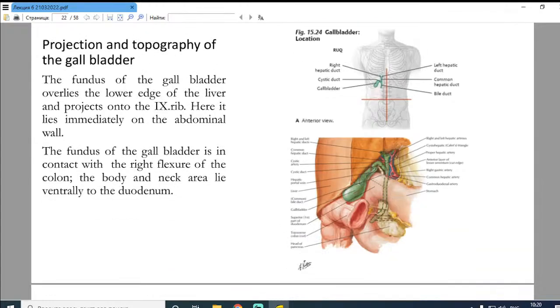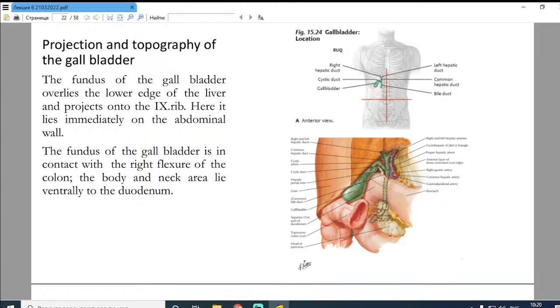Projection and topography of the gallbladder. What you see, gallbladder. The fundus of the gallbladder overlies the lower edge of the liver and projects onto the ninth rib. Here it lies immediately on the abdominal wall. The fundus of the gallbladder is in contact with the right flexure of the colon.